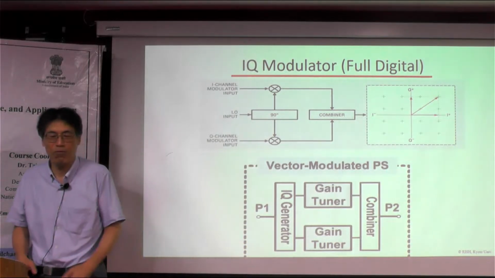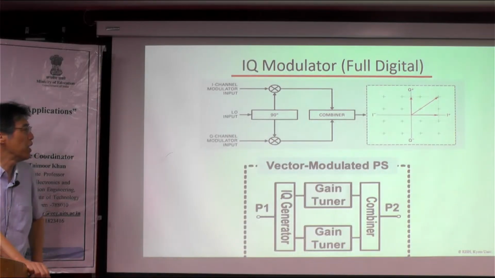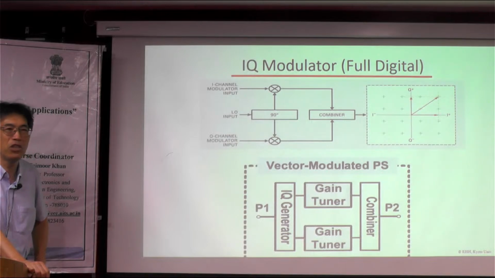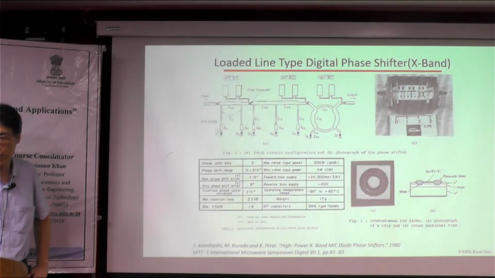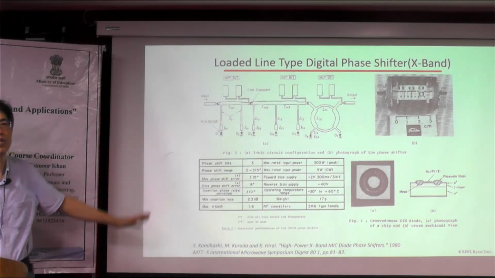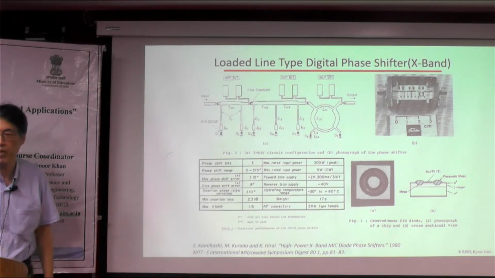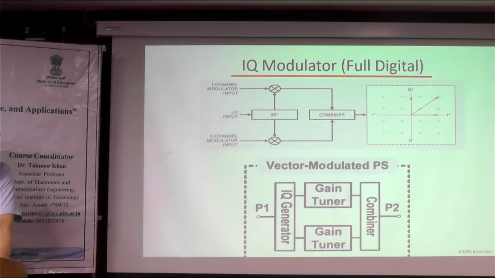So sometimes WPT startup companies adopt this digital beamformer because the cost is very, very cheap. But from the viewpoint of efficiency, I don't like it. So if possible, we would like to use this analog type digital phase shifter to keep a high efficiency. So this is a very important element for the phased array antennas.